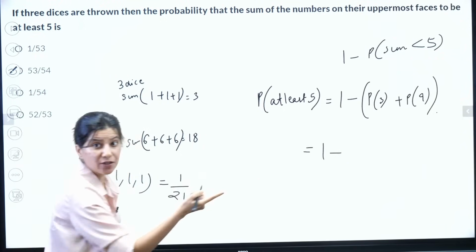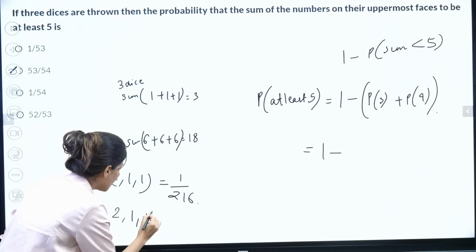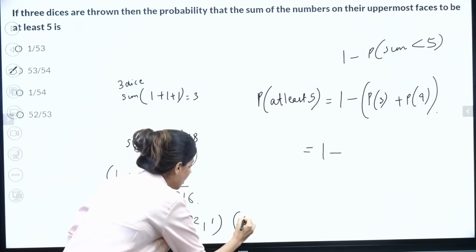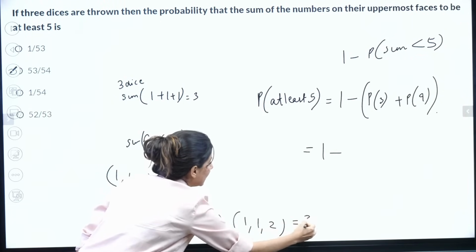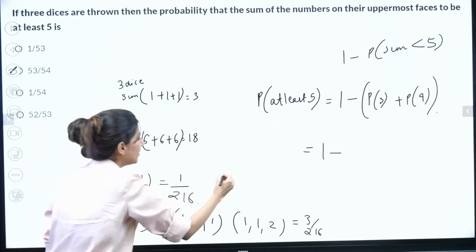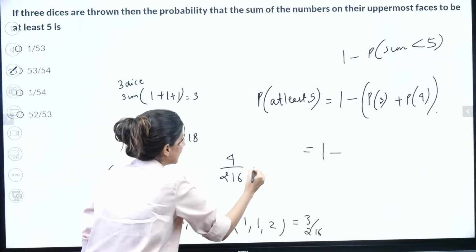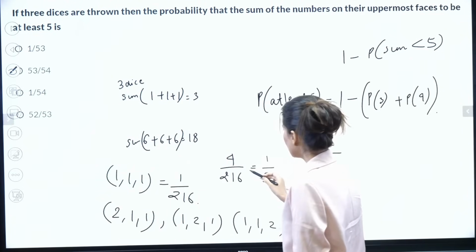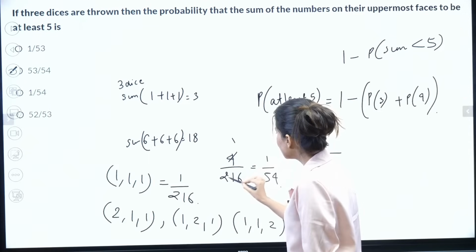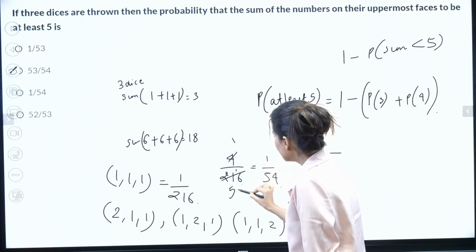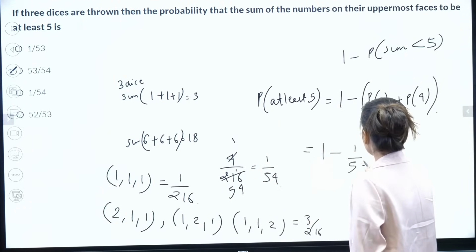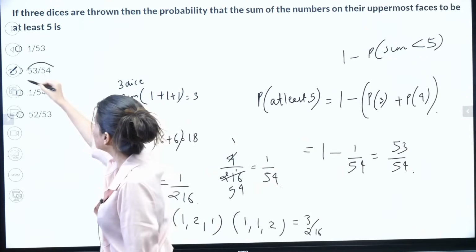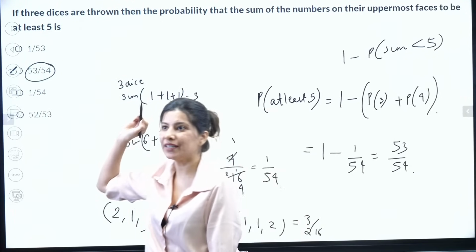And what about probability of getting 4? So 2, 1, 1, then 1, 2, 1, then 1, 1, 2. That means 3 by 2, 1, 6. Overall, we are going to get 4 upon 2, 1, 6, which is 1 upon 54. Yes or no? 4 ones are 4, 4 fives are 20. Yes, 1 upon 54. So this is going to be 53 upon 54 as the final answer. Can I get it? Yes, definitely, absolutely.